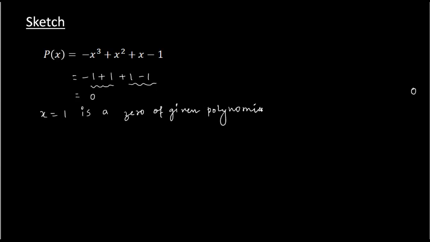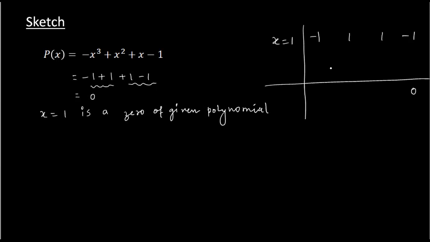Now let us use synthetic division to find the other two zeros of the polynomial. So write the coefficients of the given polynomial first. Now since x equal to 1 is a zero of the given polynomial, write -1 as it is. Multiply these two terms, we get -1. Add these numbers, we get 0. Now multiply 1 into 0, we get 0. Add these numbers, we get 1. Now 1 into 1 is again 1. Add these numbers, we get 0.